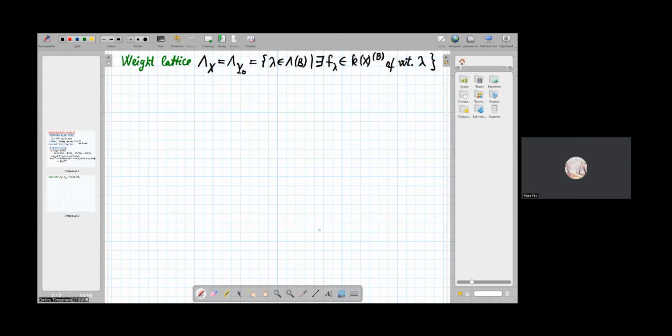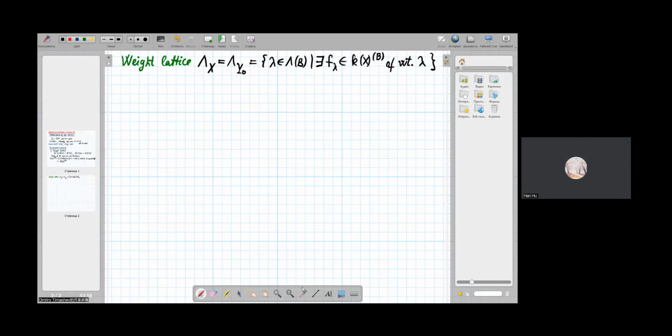But it may be smaller because maybe not any character of B may occur as a weight of some semi-invariant rational function on X. Why? So what is the reason for lambda to occur as a weight? Maybe some characters occur as weights, and the others do not. So this weight lattice is a sublattice in lambda of B.